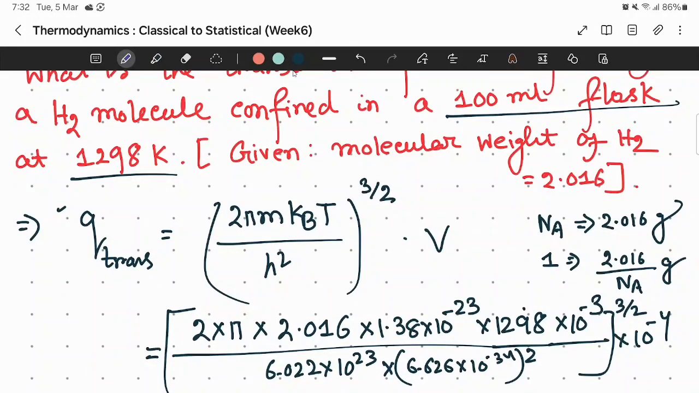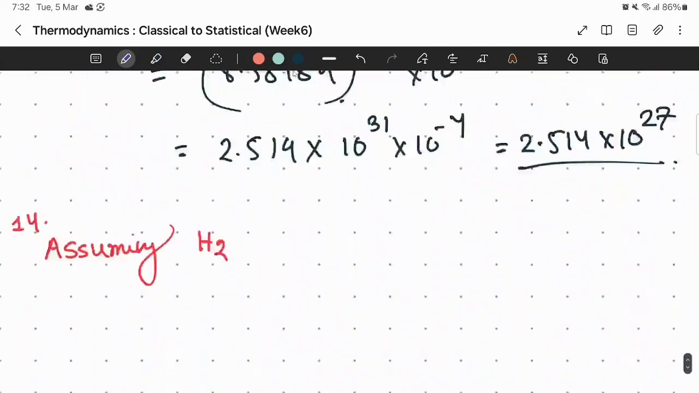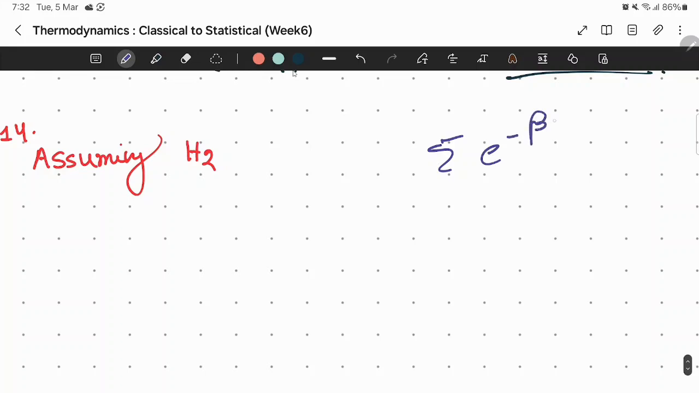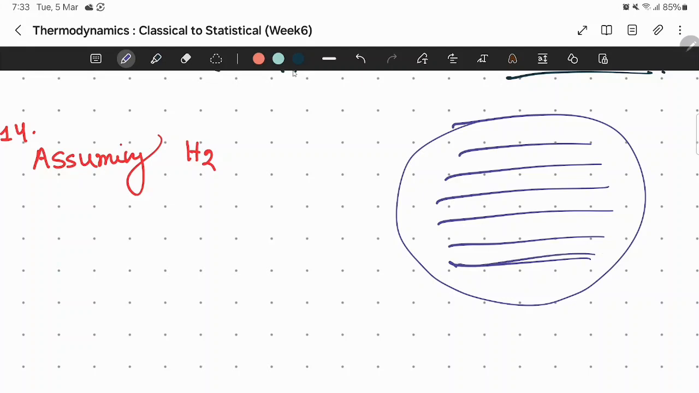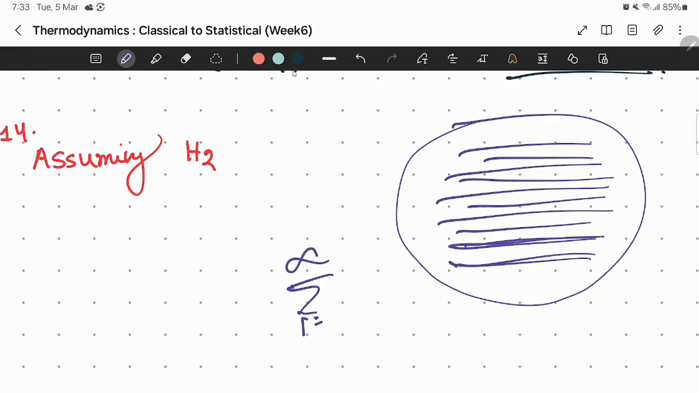Say there is a hydrogen molecule in a 100 ml flask, and we are finding the translational partition function. What does it mean? A partition function is the sum over e to the power minus beta epsilon i, the sum over the energy levels. In a 100 ml flask with only one hydrogen molecule, there are an infinite number of translational energy levels, and these are very close to each other. So this sum over i runs up to infinity with a huge number of terms, so you can replace the summation by integration. If you look at the derivation of the translational partition function, you can see it is replaced by integration.